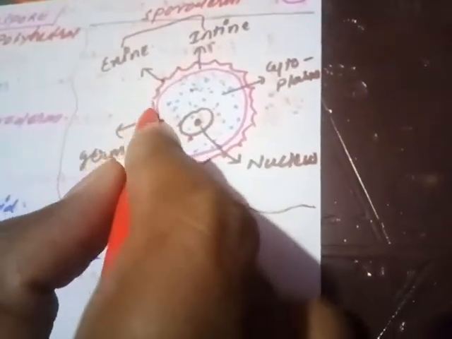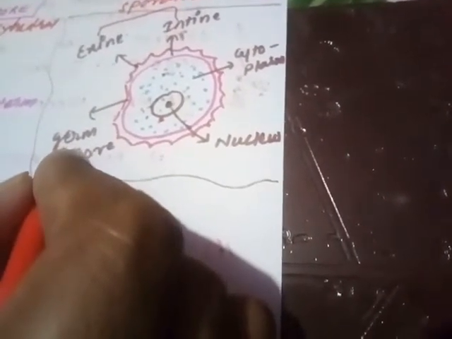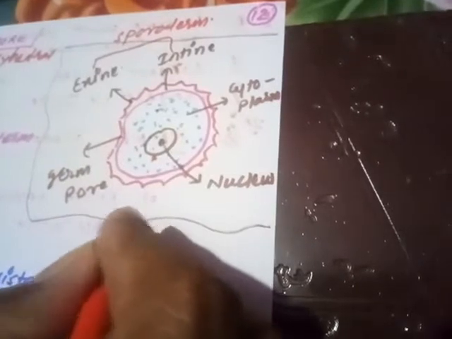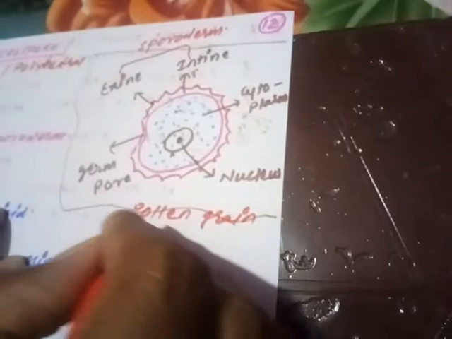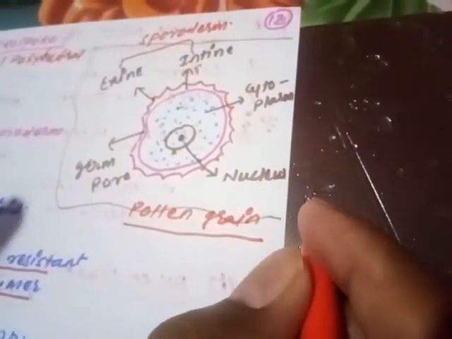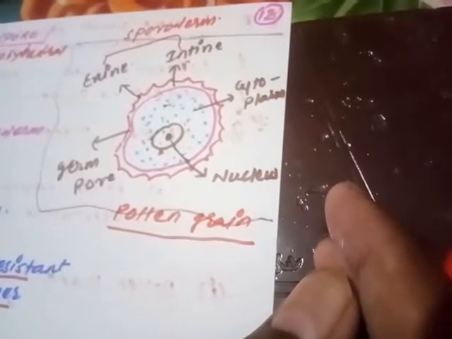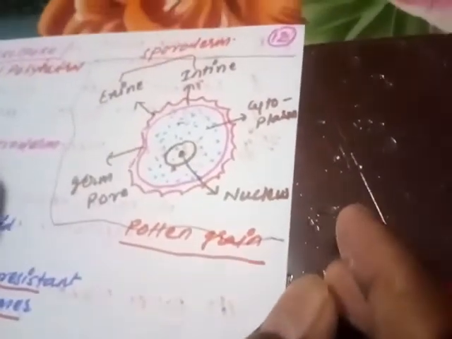In some places the exine is very thin, or we can say absent. Those places are called germ pores. This is a very simple structure of the pollen grain, but your final examination demands this structure, so please be ready with it. This is the structure of the pollen grain or microspore, not the male gamete. It is very simple: nucleus, cytoplasm, intine, exine and germ pore. All four points are clear to you all. Now we are proceeding forward.